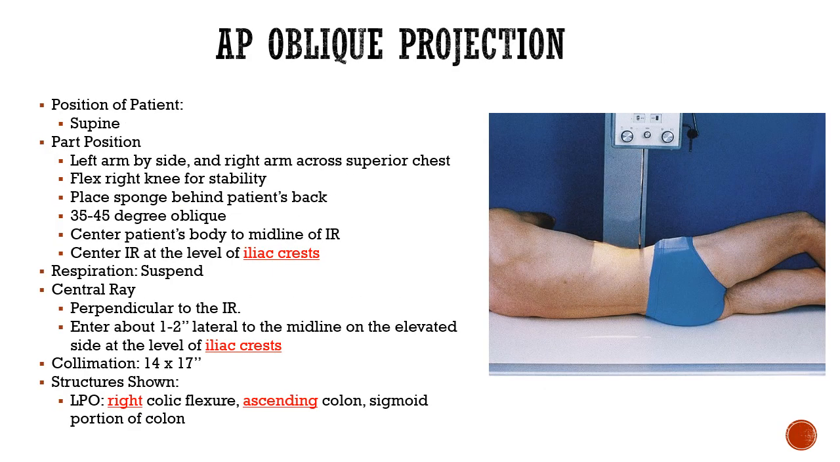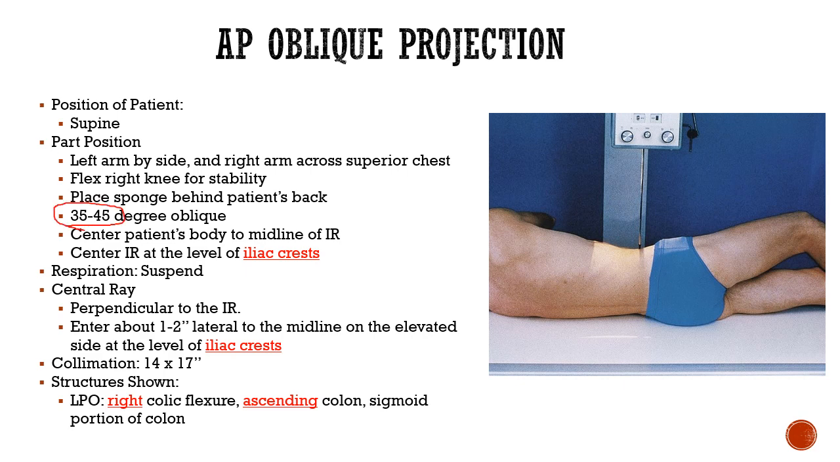Now we have the AP oblique projection, which is a supine position. The patient's left arm is by their side, the right arm across the upper chest. You want to rotate the entire chest and body at the same time. Flex the right knee for stability. Place a sponge behind the patient's back. And we're doing a 35 to 40 degree oblique.